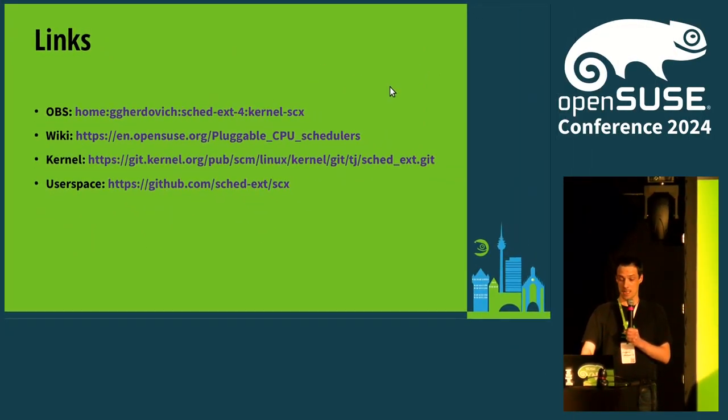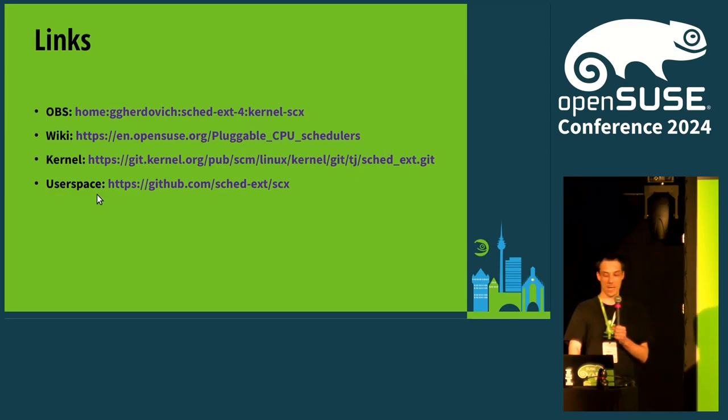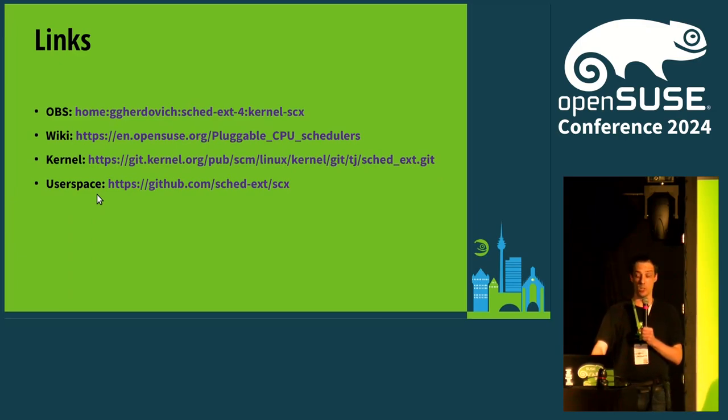Then other links. This is the kernel tree, which is not the repository of Linus Torvalds. It is the repository of the author of this particular change. You can see it here, TJ. This gentleman is called Tejun Heo. He's a Meta employee, so this is his tree. And this goes together with some user space code, toolchain, etc., because those BPF programs are not in the kernel.